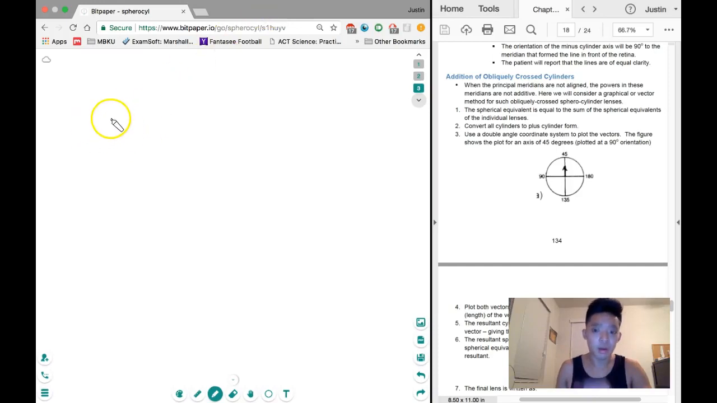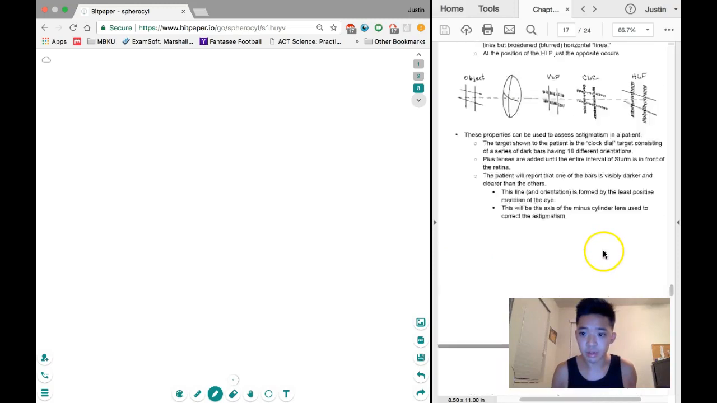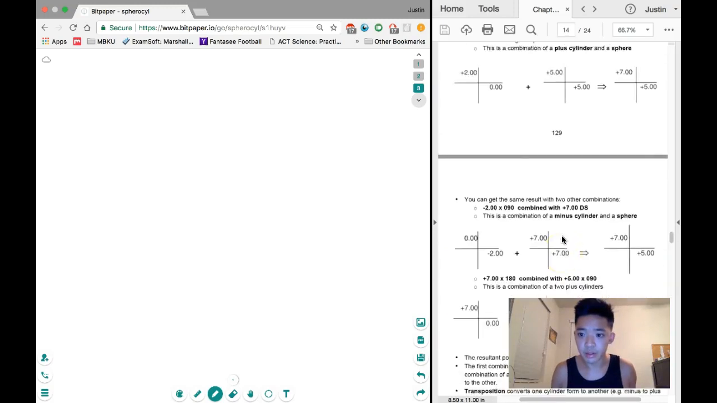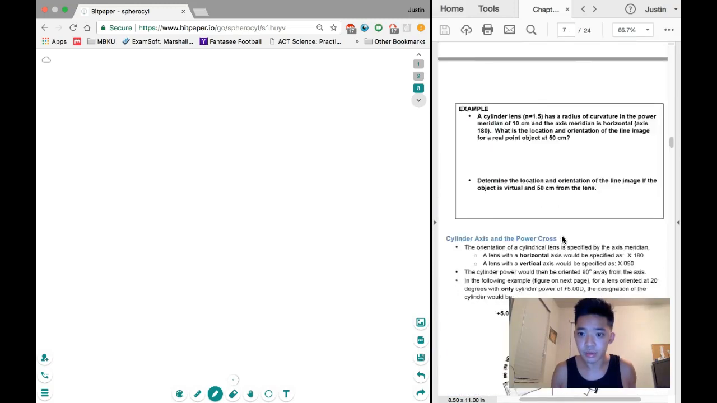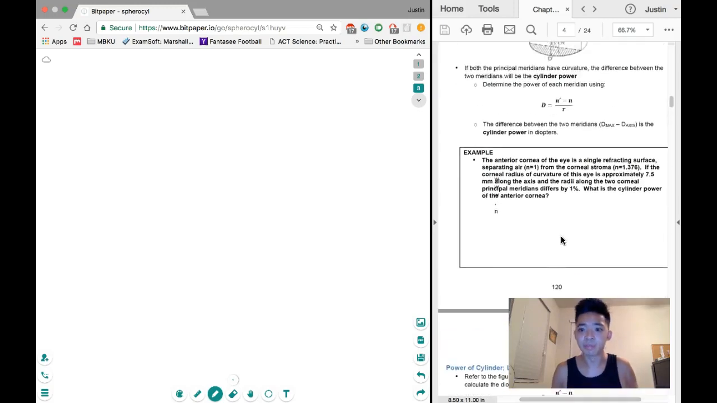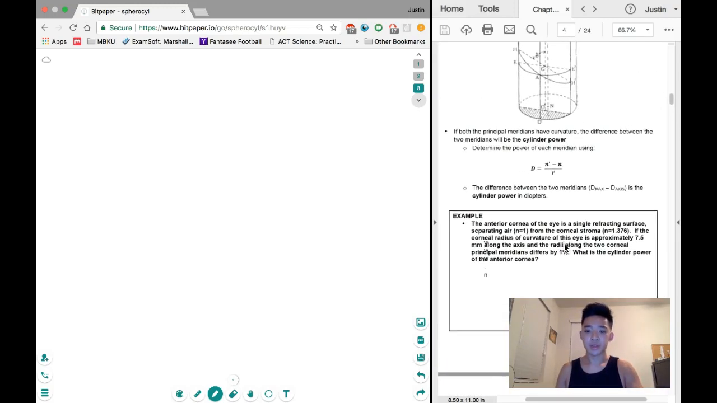Alright, the last section in this chapter is addition of obliquely crossed cylinders. I just realized I skipped one of the practice problems, so I'm just going to go through that first real quick. It was way over here. What was it? I guess the first one. So right here.